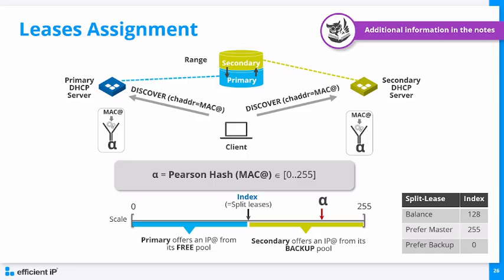Are you clear with this? That's why the split list is configurable. You pick one. If you want active standby, then you choose preferred master or preferred backup. When you choose preferred master, the index becomes 255. It means that from 0 to 255, the master will serve it, so all discovery messages will be served by the primary. Okay with this? Understand?